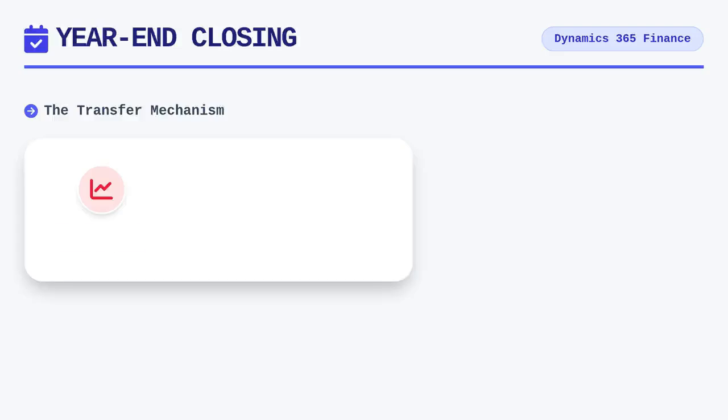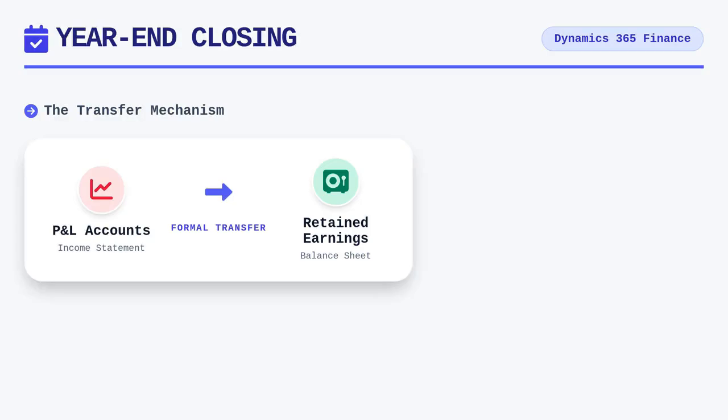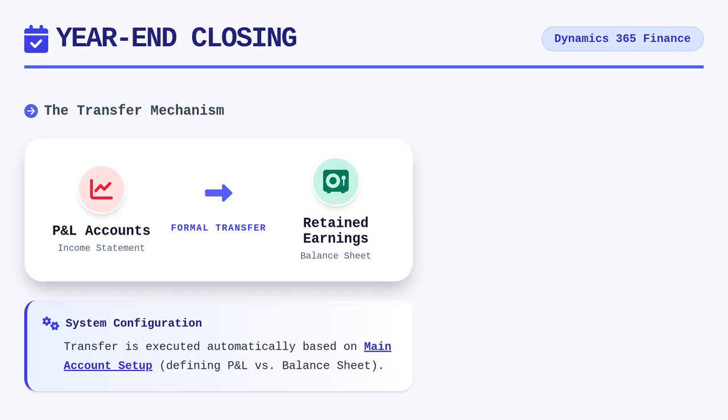Year-end closing represents the most significant event in the accounting calendar for Dynamics 365 Finance. This process involves the formal transfer of profit and loss balances into retained earnings main accounts, effectively resetting the income statement for the new fiscal year. The system executes this transfer based on the configuration of your main accounts, where you have previously defined which accounts are P&L versus balance sheet.